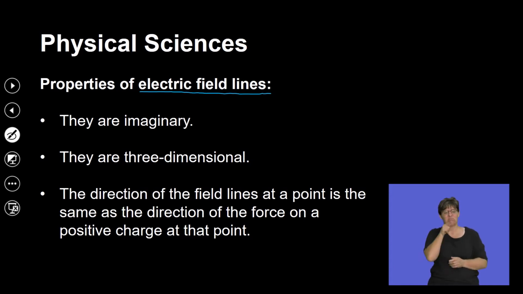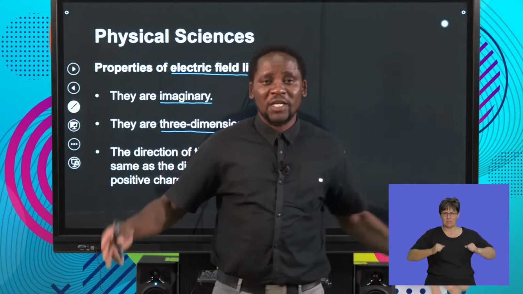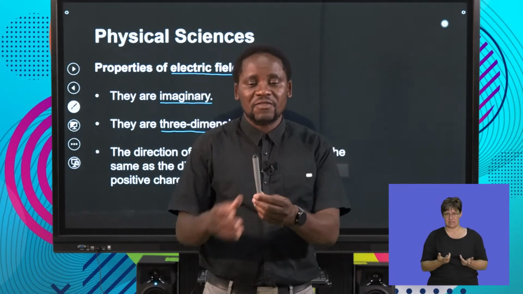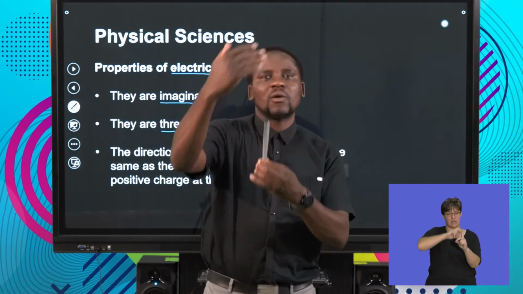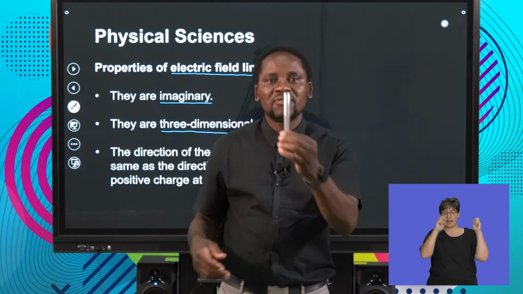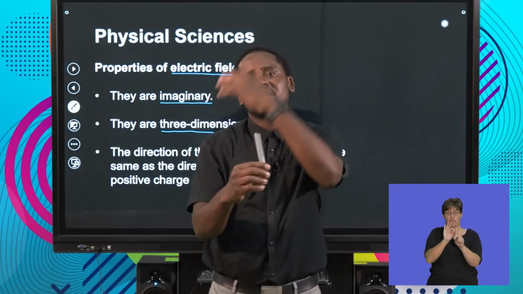Now, a brief discussion on the properties of electric field lines. These electric field lines are imaginary. The term imaginary explains itself: it means these lines don't actually exist in real life. What that simply means is we use these field lines to represent the field, but these lines are not there in reality, right? Now, secondly, they are three-dimensional. Let's break this down. We live in a three-dimensional space. If this is a charge, the electric field is not only confined to this plane, it is in all the planes you can think of. Hence, we say the electric field around a point charge is actually three-dimensional, right?